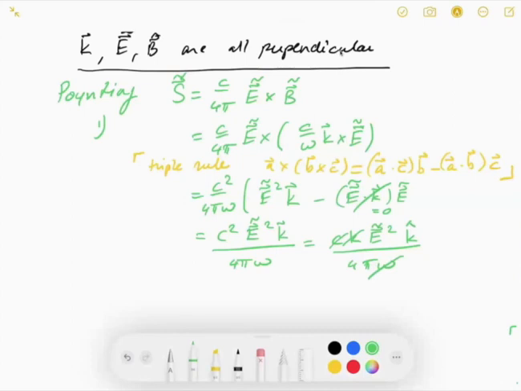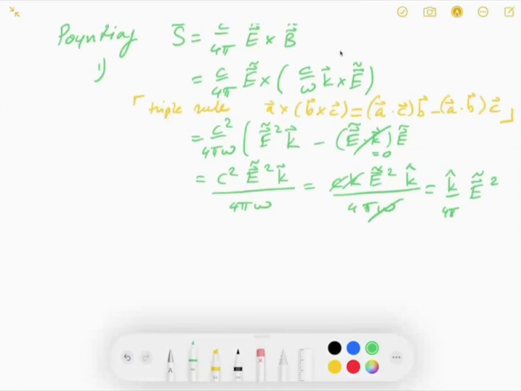So we get an expression for the Poynting vector that is just pointing in the K direction, doesn't even care about what that number is, and it's just going to have the amplitude that is given by the Fourier amplitude of the E field. So there we go. So the E field tells you exactly what the energy density is. So now let's do that for case number 2.